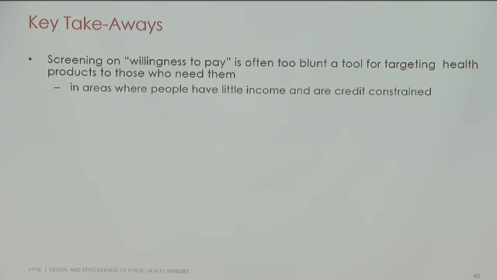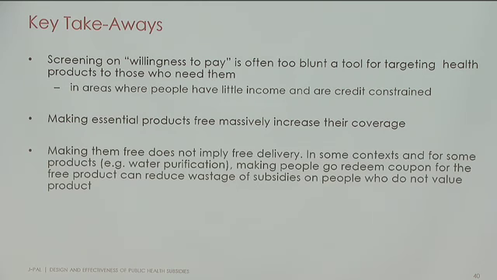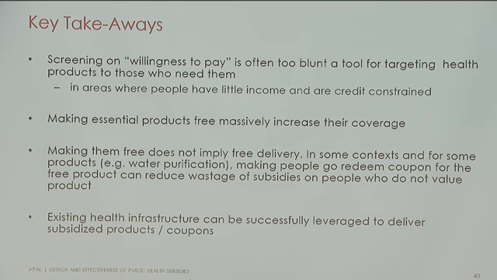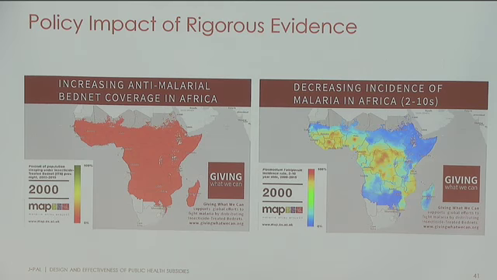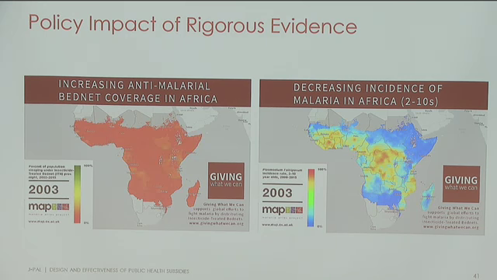And so, the key takeaways, and then I'll stop talking, are that screening on willingness to pay, which is what we do all the time when we charge prices for things, seems to be too blunt a tool for targeting health products to those who need them, especially in areas where people have little income and are credit constrained. So making essential products free can massively increase their coverage, but making them free does not imply it has to be free delivery. In some contexts, you may want to be a bit creative and give people coupons to redeem, or make them go through a small hassle, so that you don't get people who are getting the subsidy but not using it.